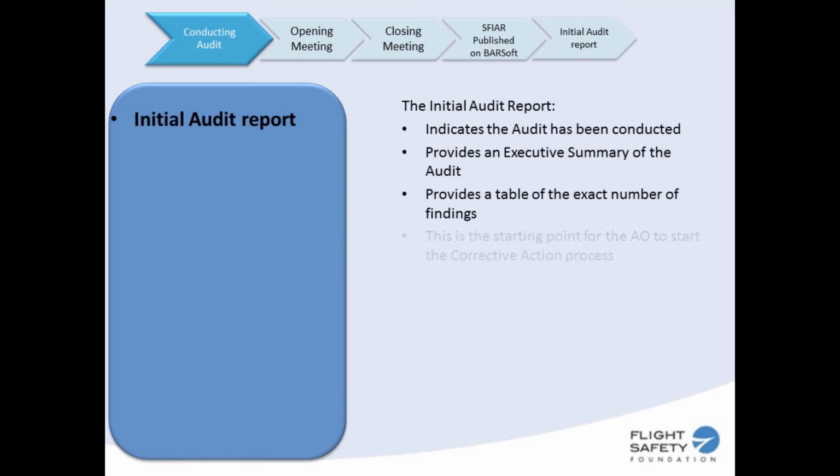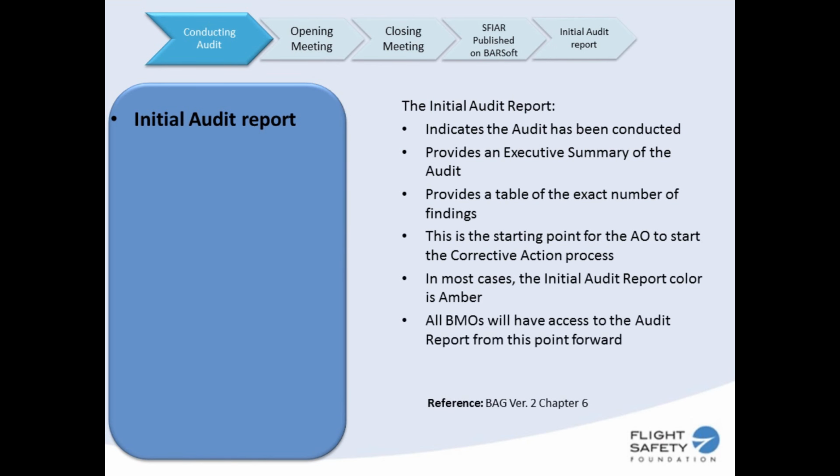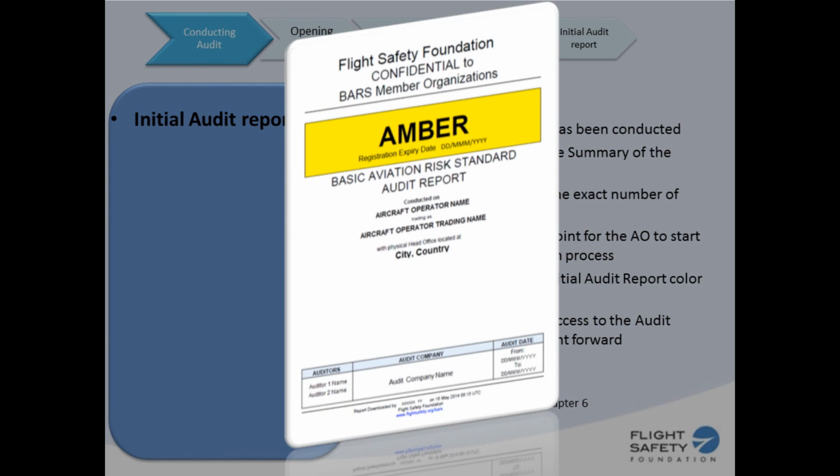The initial audit report is posted on BARSoft at the completion of the audit company and the BAR's Program Office quality review of the audit data. If there are any findings associated with this audit, it will be colour-coded amber. The report is available to all BAR's member organisations and it contains the final listing of all of the non-conformities identified during the audit.